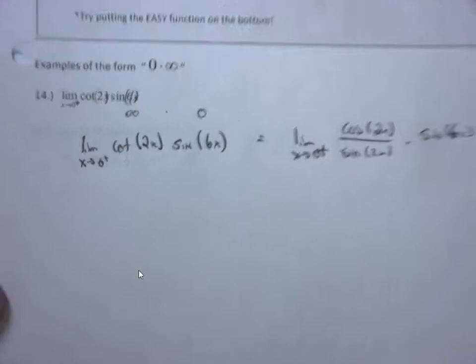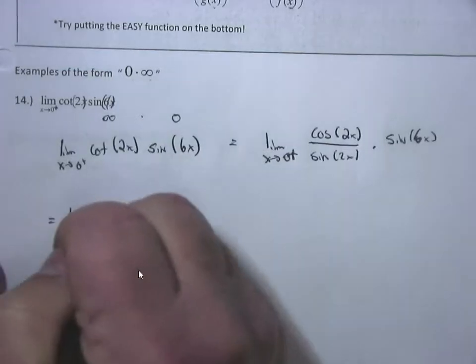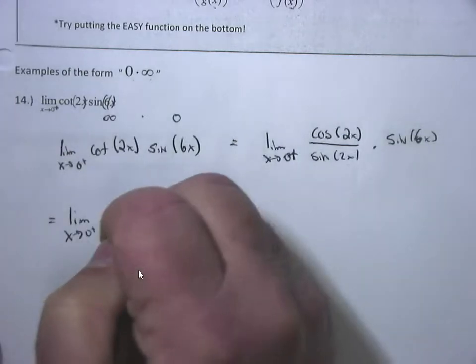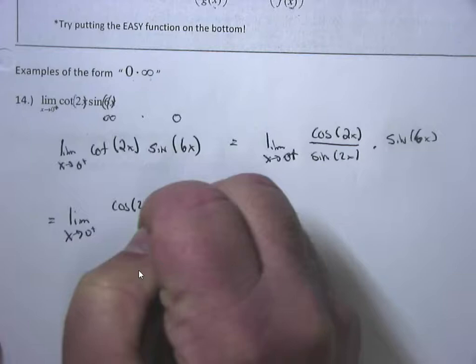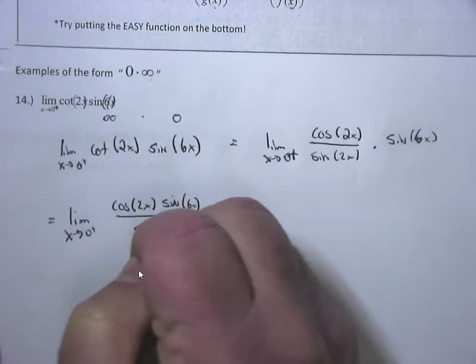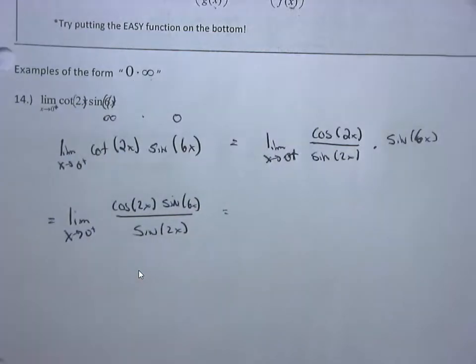But also remember this. To do L'Hopital's rule, you've got to have a numerator function and a denominator function. You want that fraction going on. So again, I'm going to clean this up. This would give me the limit as x approaches 0 from the plus side of the cosine of 2x times the sine of 6x divided by the sine of 2x.